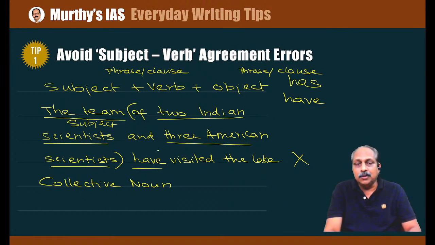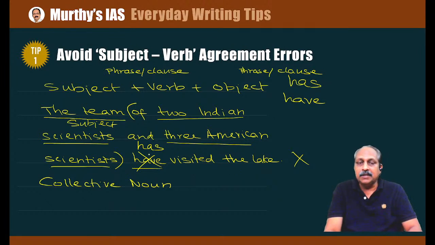Here, the sentence does not talk about division. If the sentence denotes division, then collective nouns take a plural verb. But here, the team has visited. There is no division in this sentence. Based on that, here we have to say the team has visited the lake. Now, how does the correct sentence go? The team of two Indian scientists and three American scientists has visited the lake.